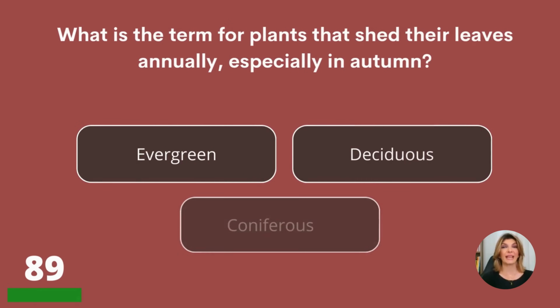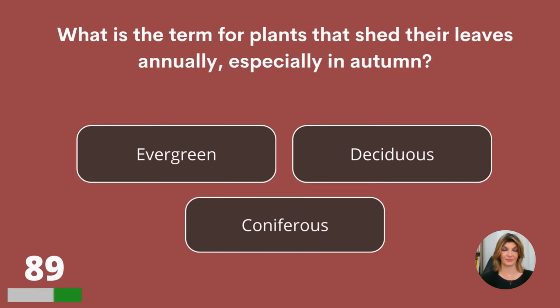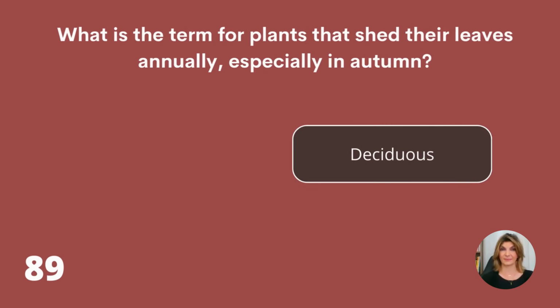What is the term for plants that shed their leaves annually, especially in autumn? Evergreen, deciduous, or coniferous? Deciduous.